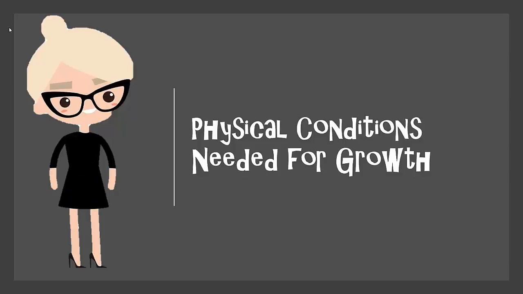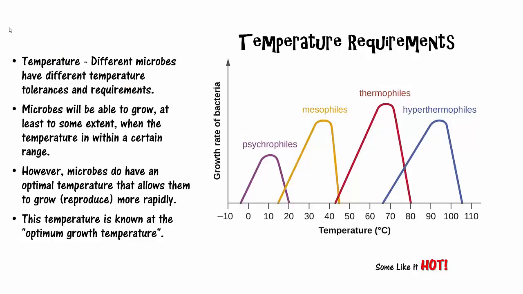What are the physical conditions needed for growth? Cells have temperature requirements. Different microbes have different temperature tolerances and requirements. Microbes will be able to grow at least to some extent when the temperature is within a particular range. However, microbes do have an optimal temperature that allows them to grow or reproduce more rapidly. This temperature is known as the optimal growth temperature.